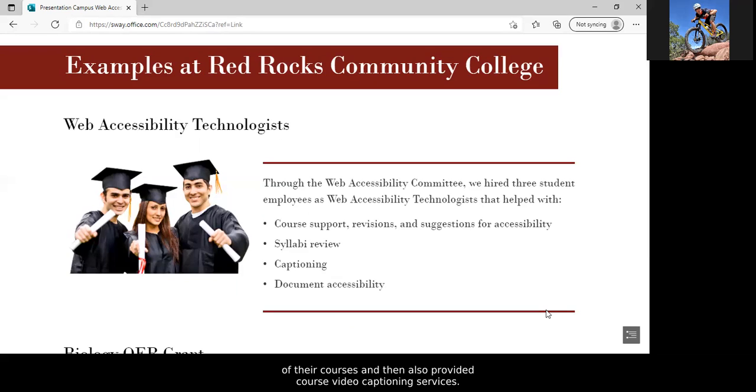By hiring the student employees through the Web Accessibility Committee, they were able to work in both student and academic affairs, bridging the gap. They were able to help with projects that were not necessarily an accommodation need, which encouraged and demonstrated that accessibility is a practice for inclusion for the entire campus.